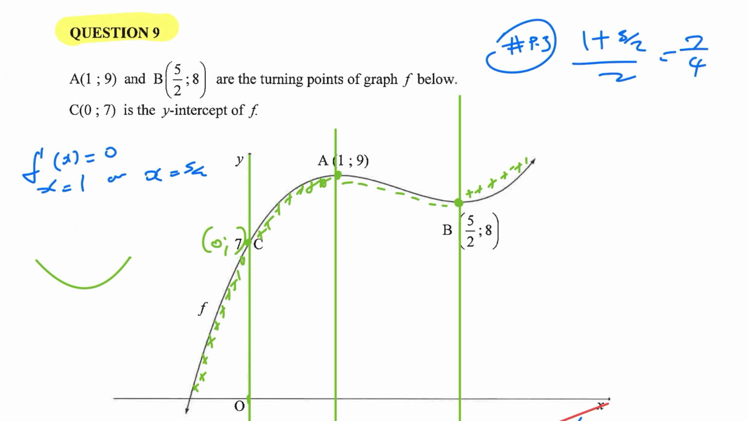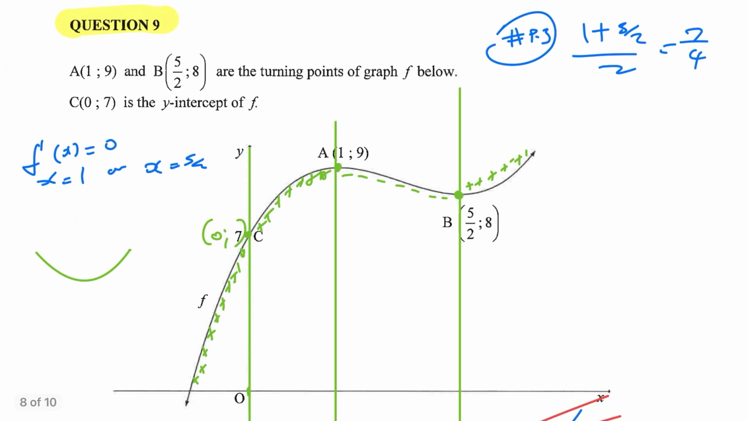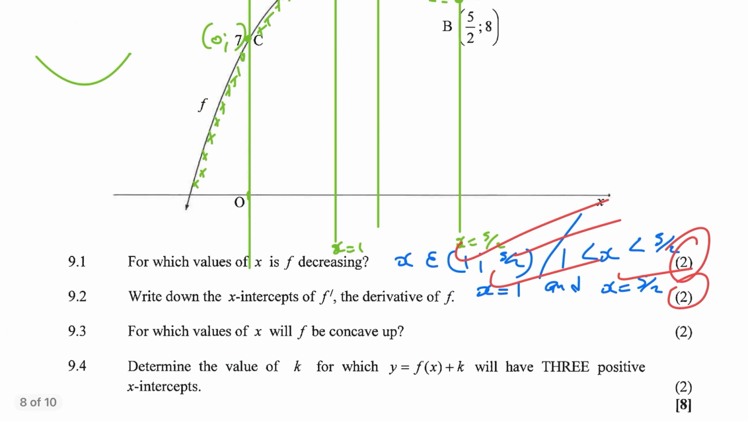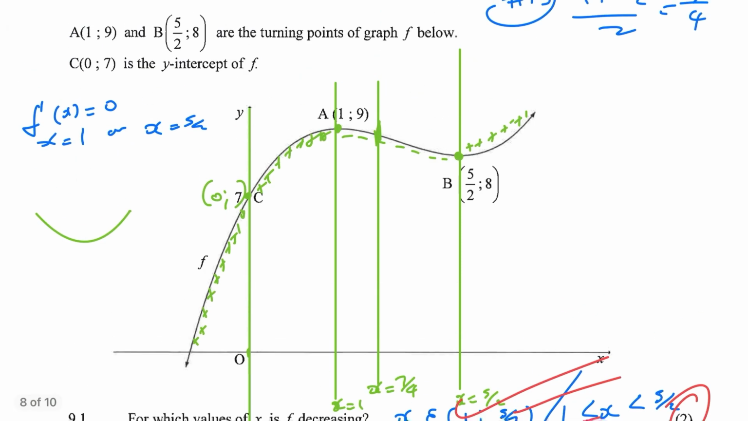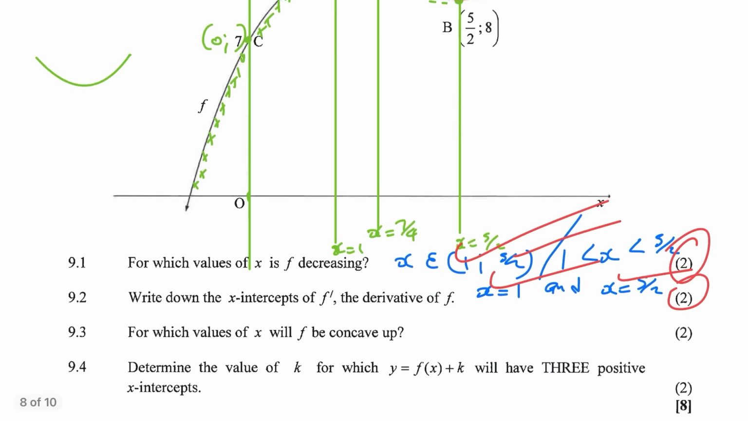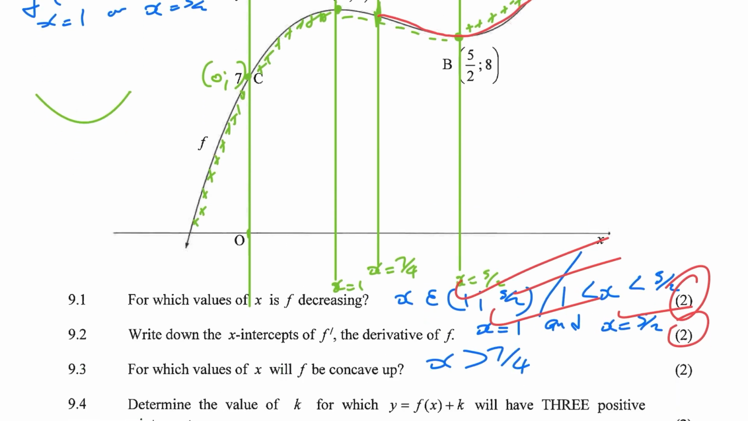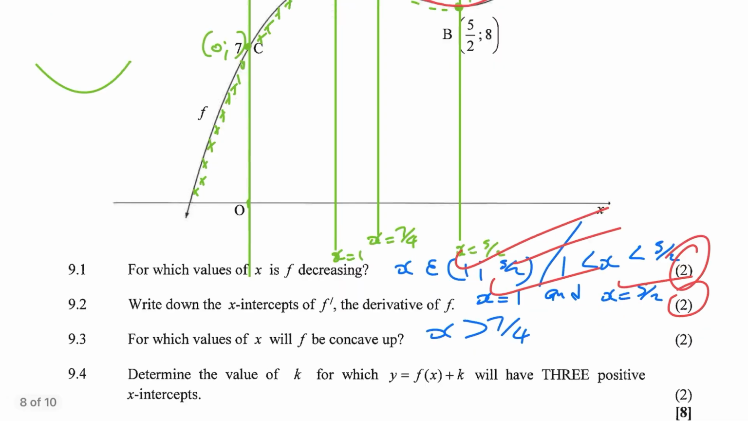So we are saying that when x is equal to 7/4, and when x is greater than 7/4, that's when we experience concave up. That's when you're having concave up. Hope this makes sense.